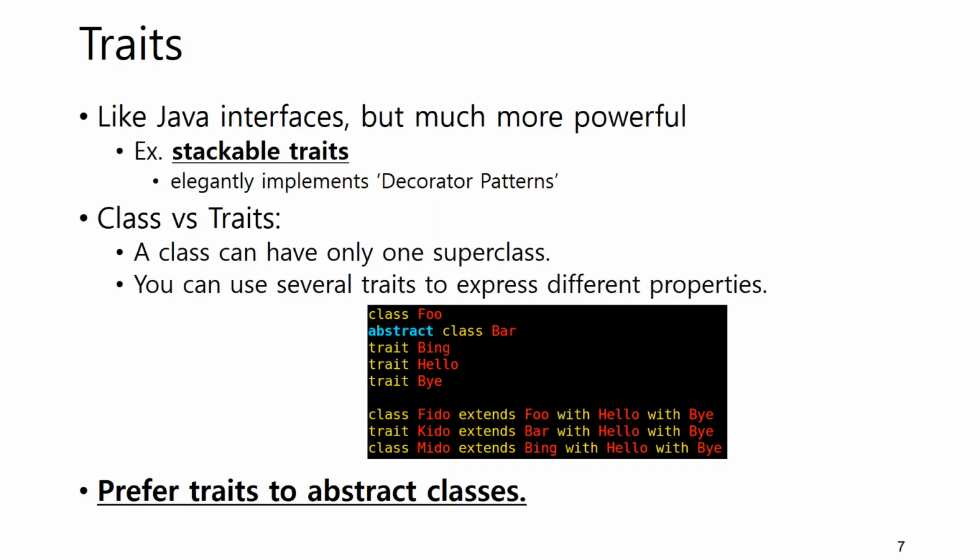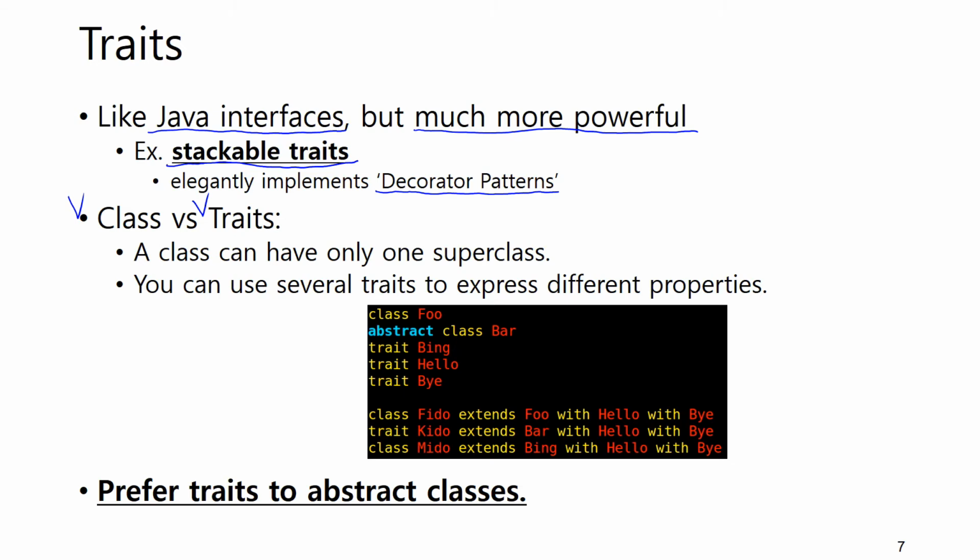In Scala, we have traits, which are similar to Java interfaces, but are much more powerful. For example, we have this programming technique called the stack of traits, which allows us to implement a design pattern called the decorator pattern in a very elegant way. We will come back to the topic of design patterns later in this course. If we compare classes and traits, traits are much more flexible to use.